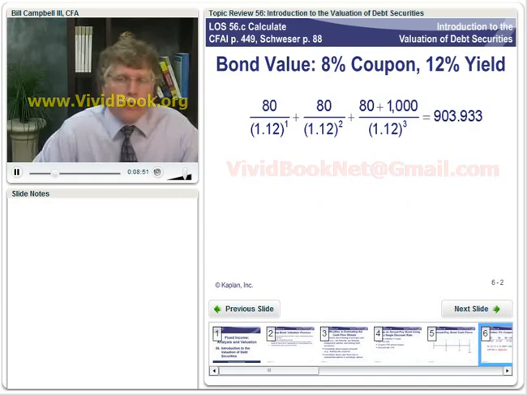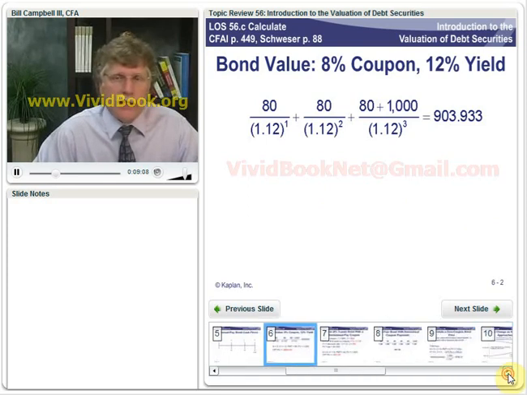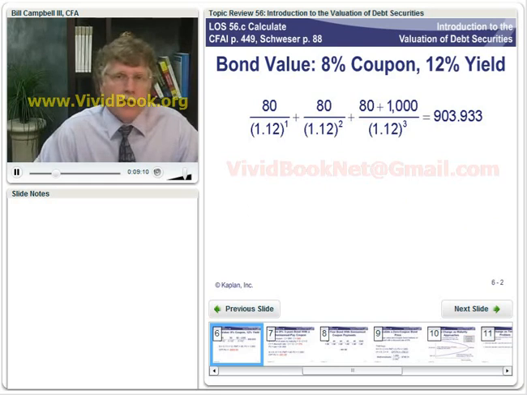So one way you could do this is simply put in all the cash flows and discount them back to today. Take $80 a year from now, discount it back to today at 12%, divided by 1.12 to the first. Take $80, discount it back to today at 12% for 2 years, 80 divided by 1.12 to the second. Finally, your cash flow in year 3 is $1,000 plus $80. Discount it back to today at 12% for 3 years, 1.12 raised to the third power. Add those all up, you get $903.93.